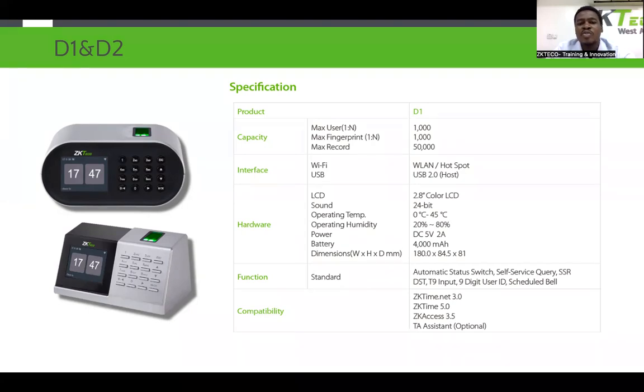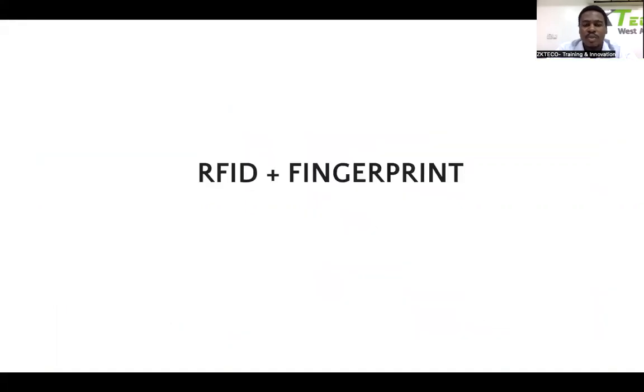And also the D1, D2 comes Wi-Fi enabled, compared to the LX17. So those are some of the major distinctions. So we move to the devices that support RFID plus fingerprint. Mind you, the devices I'm stating here are devices that you can get from us, from our ADPs, or you can get from our SIs. So let's move to the RFID and the fingerprints.